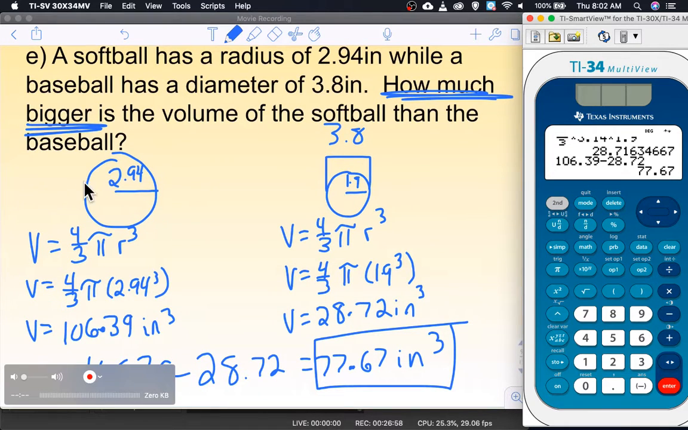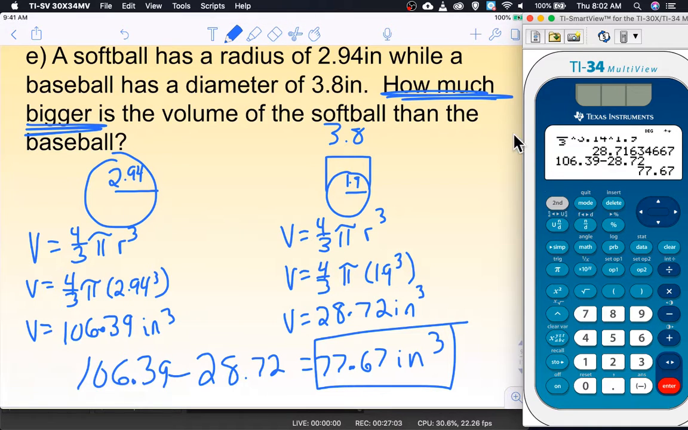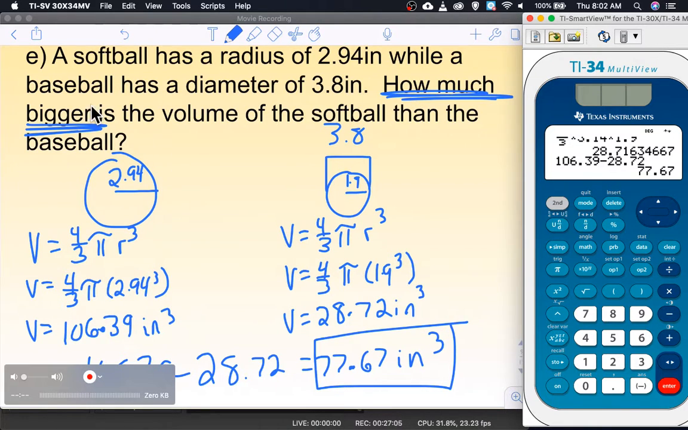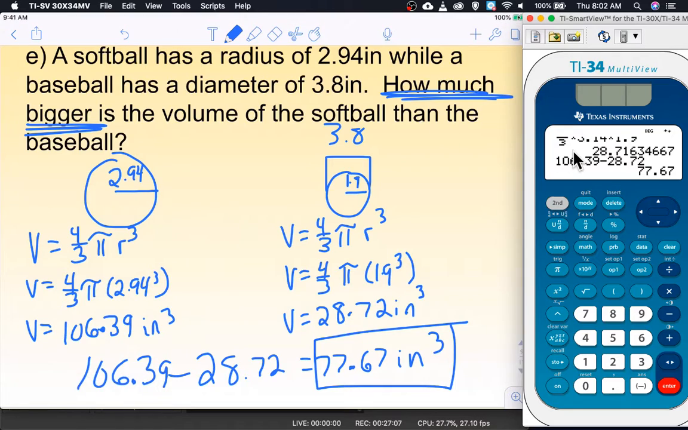Found the volume of the one, found the volume of the other. Because this is how much bigger, we subtracted. If the question was how many times bigger, we would have done a division.